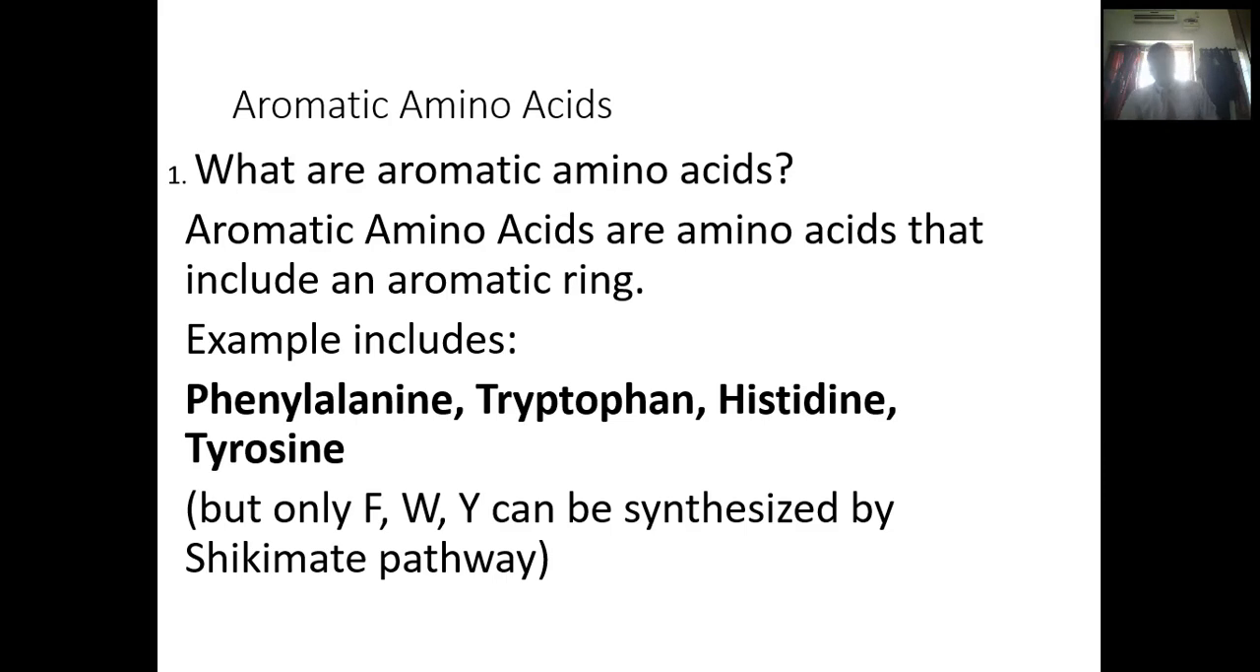Y has one OH group in the 4th position and an alanine in the 1st position, so it is tyrosine. And W has a 5-membered ring and a 6-membered ring. The 5-membered ring has a nitrogen and an attachment with NH2 and COOH groups, so it is an indole derivative, that is tryptophan.